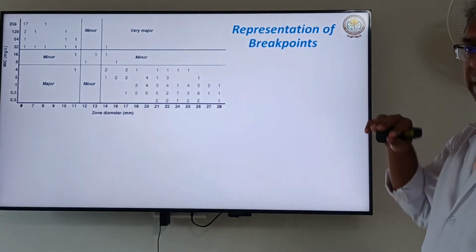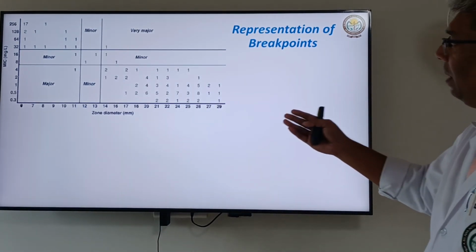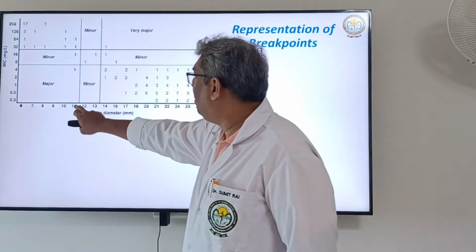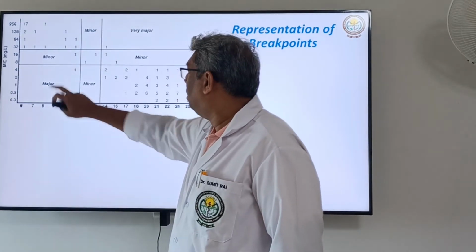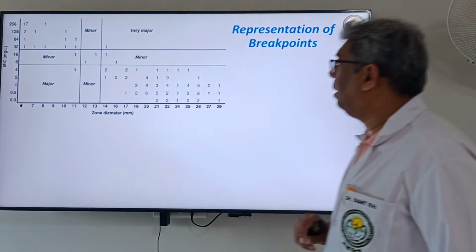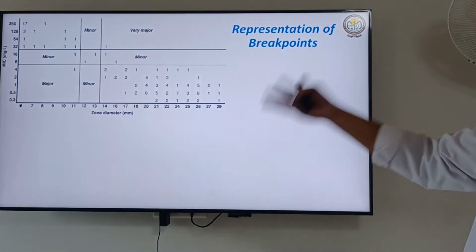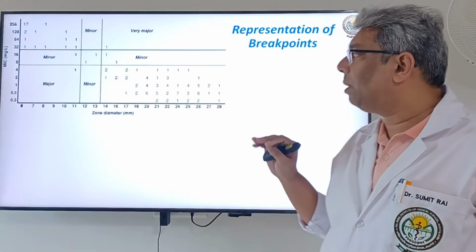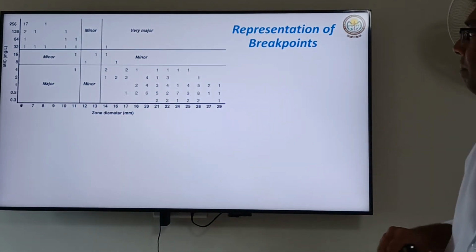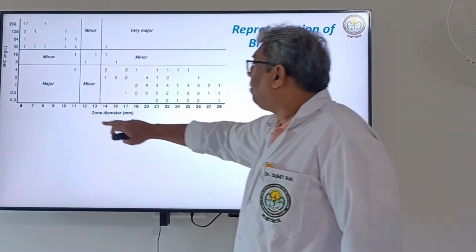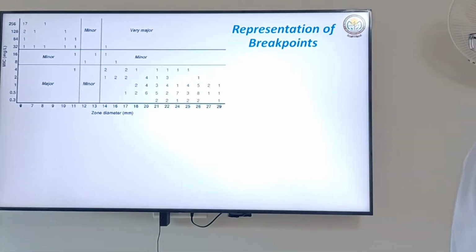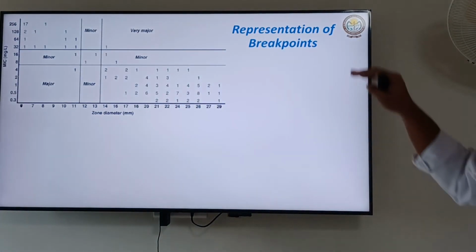But there are many outliers at times. If you got this one, it has a small zone diameter and the MIC is also low. Ideally this should have been over here with a smaller MIC, but it is falling over there. So there's a possibility that the disc is not working or the antibiotic is degraded for whatever reason. That is one of the outliers. That's a major error. A very major error is when, despite a very high MIC, there's a big zone size. Then there are the ones in between.